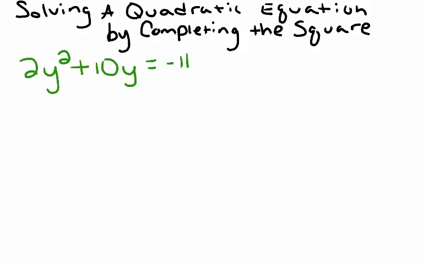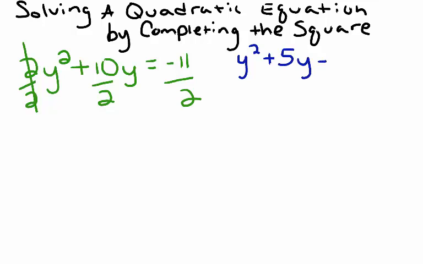In this case, our constant term is already located on the right side of the equation, our negative 11, but our lead coefficient is 2. So I'm going to divide 2 through every term in order to get a lead coefficient of 1. Now I have y squared plus 5y equals negative 11 divided by 2.